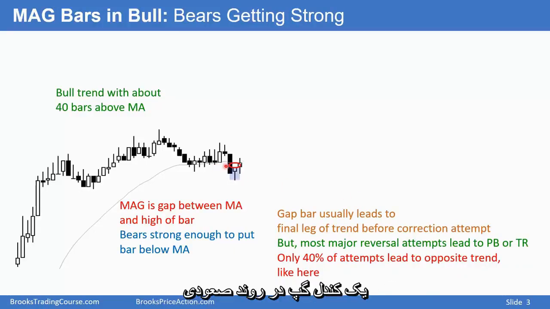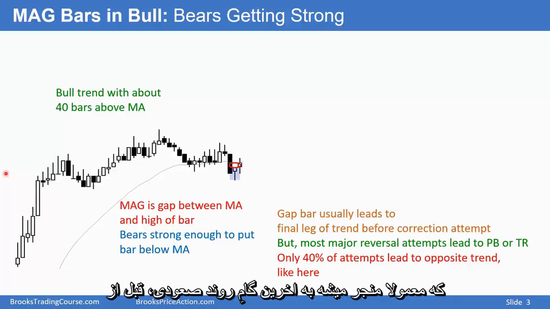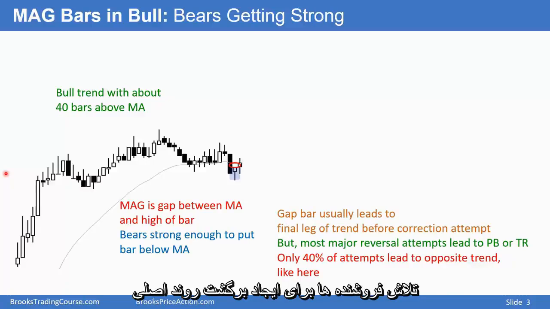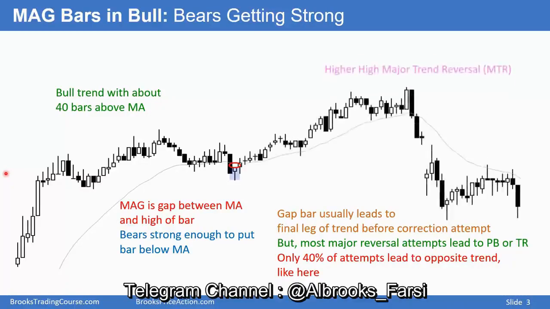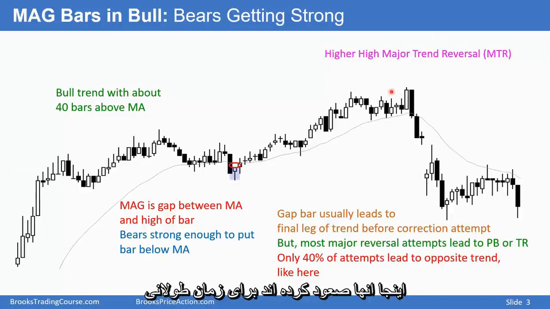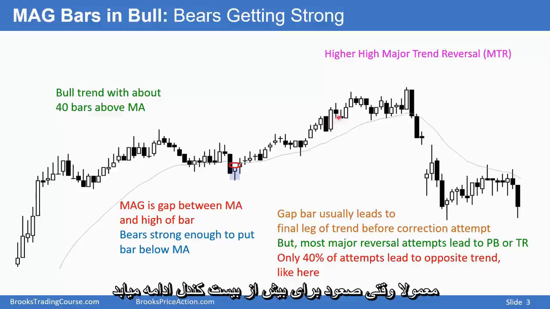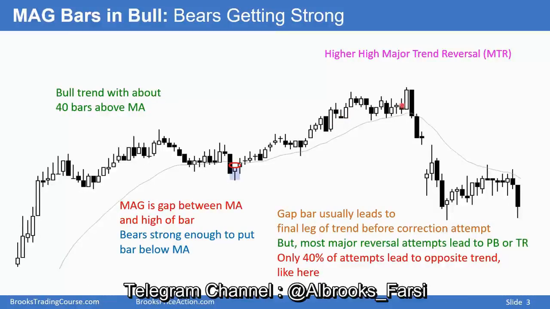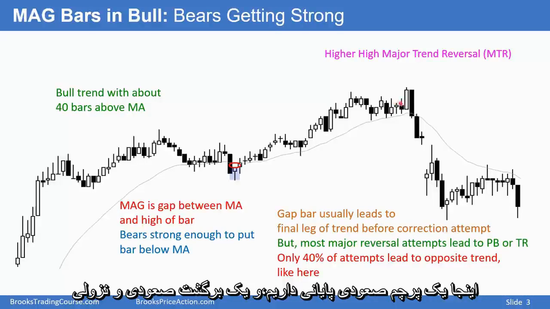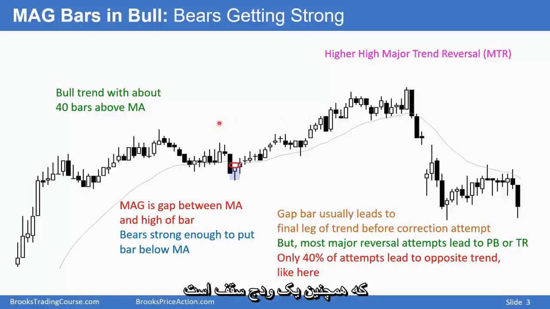A gap bar in a bull trend. It usually leads to the final leg of the bull trend before the bears create an attempt at a major trend reversal. Here the rally went on for a long time. Usually if the rally goes on 20 or more bars, traders start to look again for another topping pattern. Here we have a final bull flag and a reversal up and down. It's also, if you want, a wedge top, 1, 2, 3.